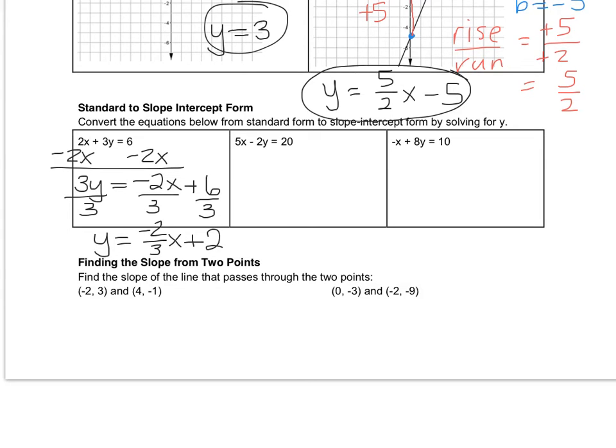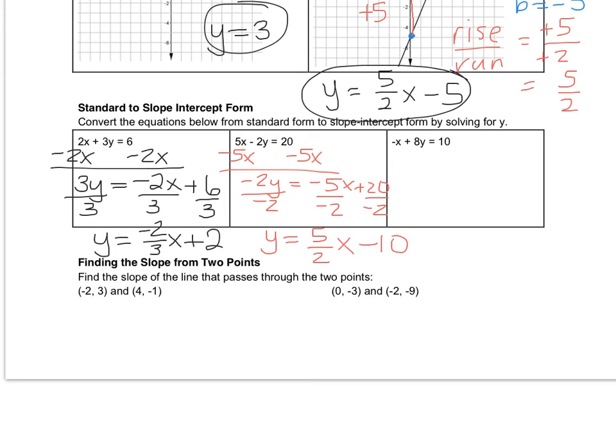Let's do another one. So here we're going to subtract off 5x. I'm going to do minus 2y equals negative 5x plus 20. Then I'm going to divide everything on this side by negative 2. So I get y equals negative 5 divided by negative 2. A negative divided by a negative is a positive, so I'm just going to get rid of the negative signs. And then positive 20 divided by negative 2, that's just negative 10.